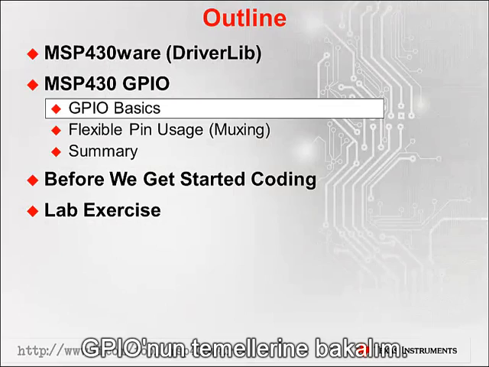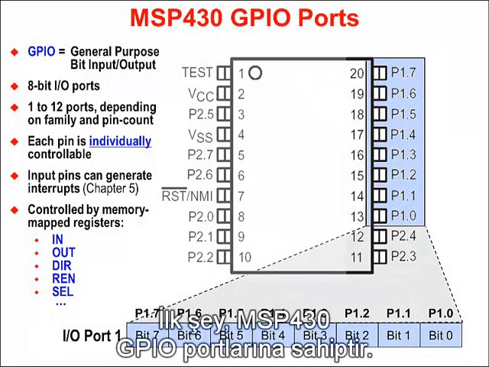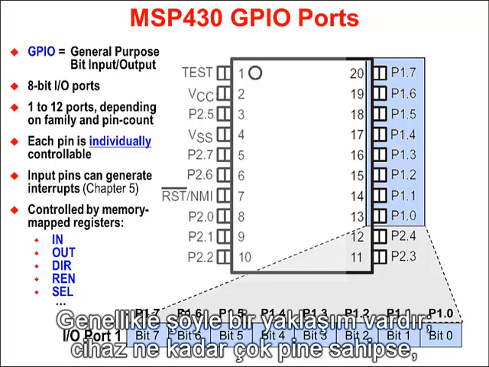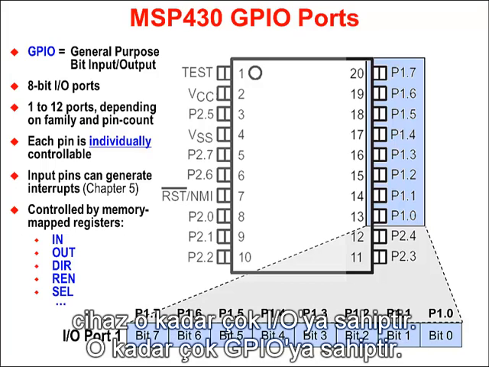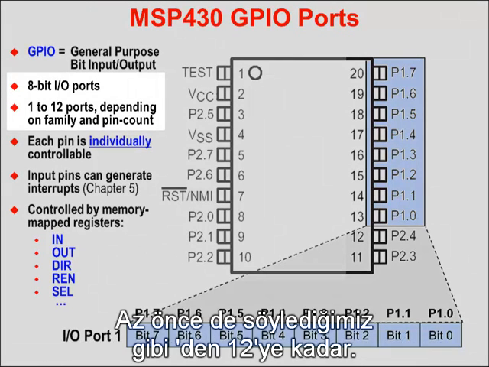So let's look at the GPIO basics. First thing, msp430 has GPIO ports. It could be anywhere from 1 to 12 ports depending on the device you're using within the msp430 family. Usually you could say that the more pins the device has, the more I/O the device has, the more GPIO ports the device has. So the msp430 is built around 8-bit I/O ports. So we've got, like I said, anywhere from 1 to 12 of those.